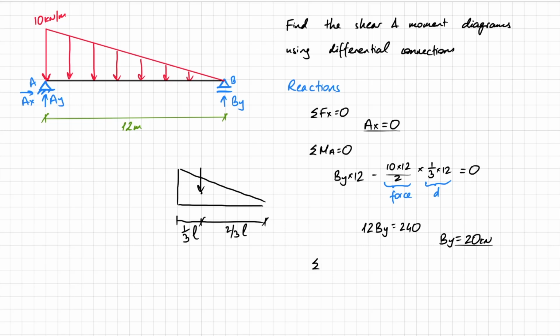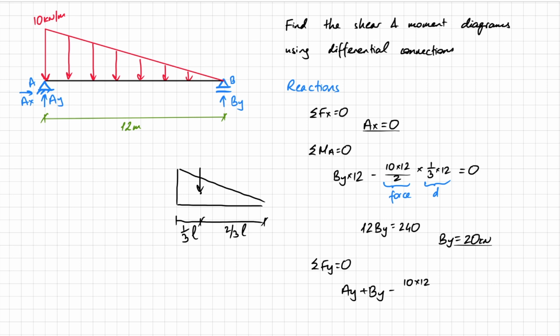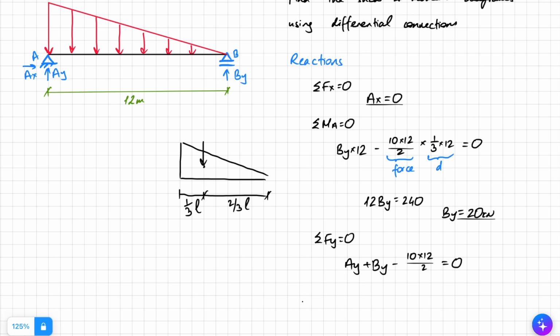And last but not least, sum of forces in the y direction equals 0. So I've got Ay plus By, then minus that triangular force, which, as we said, is the area. So 10 times 12 over 2, nothing else, so that has to equal 0. And I get that Ay equals the total distributed load of 60 minus By, which is 20, and that gives me 40 kilonewtons. So at this point, I can replace those supports with the actual forces.